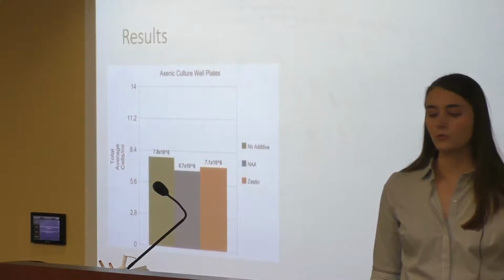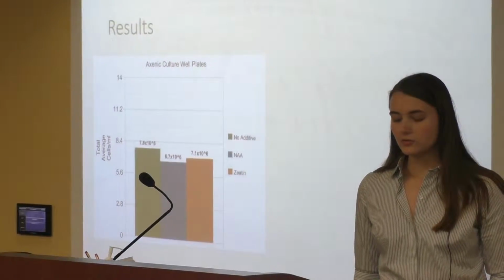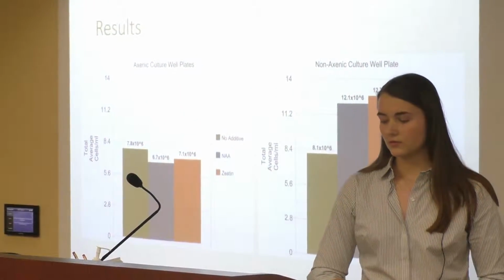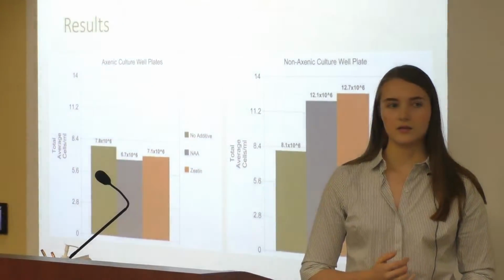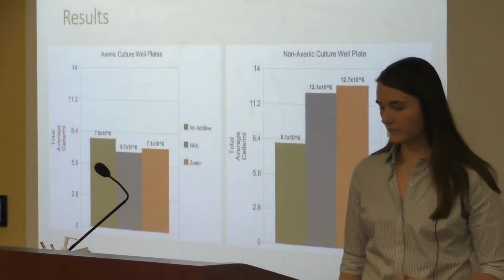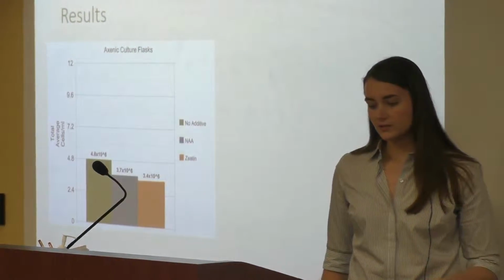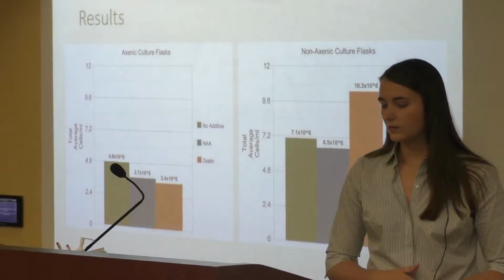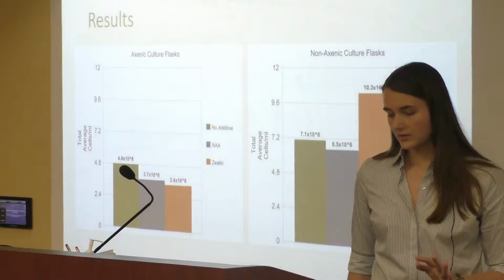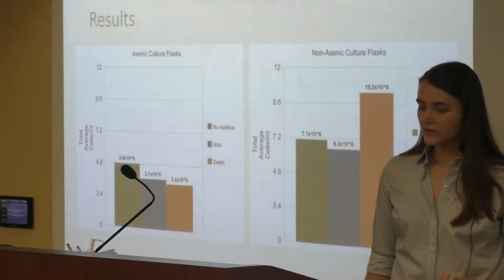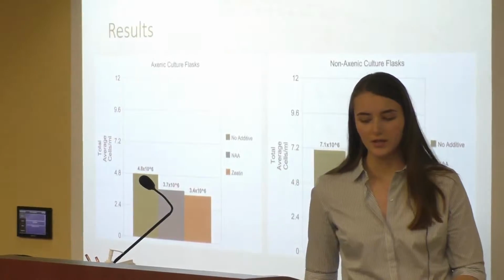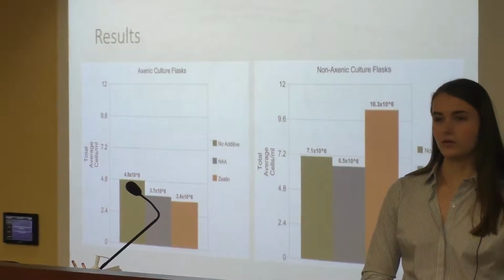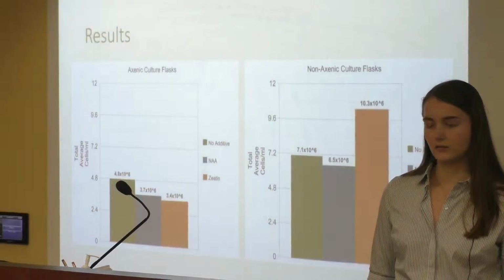So these are my results for the well plates. The axenic culture did not grow as well as the non-axenic culture, and that was kind of expected. So it shows that bacteria and algae kind of have a symbiotic relationship. And the same goes for the flasks. I found it strange that the additives did not help the growth in the axenic culture, but it did in the non-axenic culture. So I'm thinking maybe the bacteria also helps with taking in the nutrients and the additives.